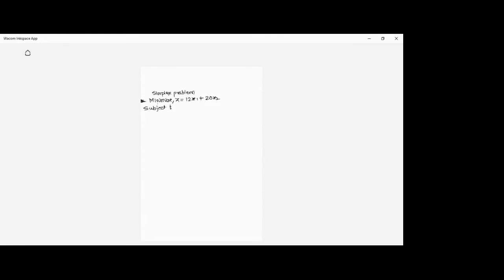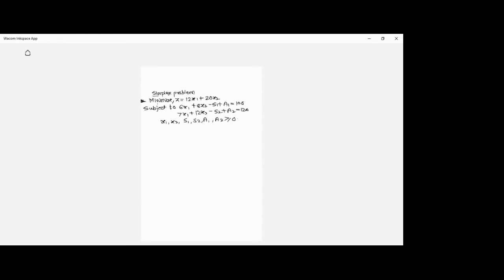Subject to 6x1 plus 8x2 minus s1 plus a1 is equal to 100, and we have 7x1 plus 12x2 minus s2 plus a2 is equal to 120, and we can write x1, x2, s1, s2, a1, a2 is greater than or equal to 0.